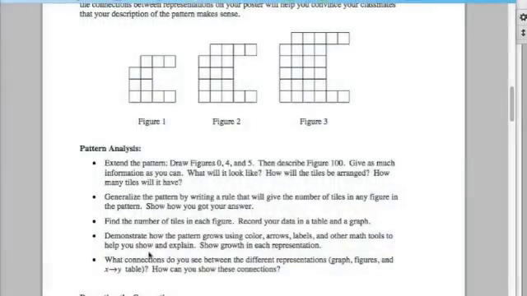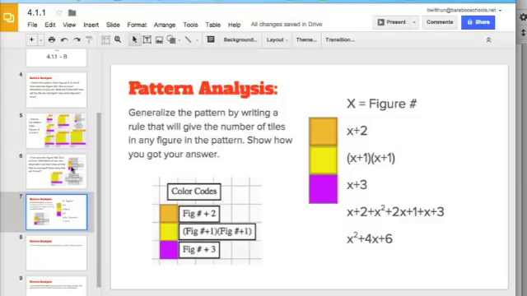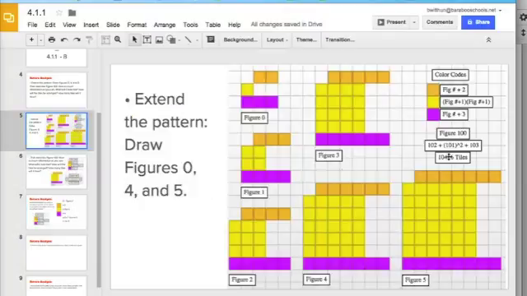Welcome. This is the brief tutorial on the second part that you see right here where it says generalize the pattern by writing a rule that will give the number of tiles in any figure in the pattern. Show how you got your answer. So if I go to the presentation, and if you remember, we showed all this work up here and how you got figure number plus 2, figure number plus 1, and all these. Once you have that, coming up with the rule will actually be a little bit easier for you.